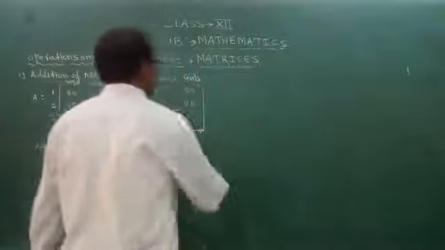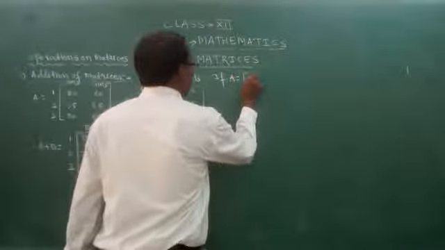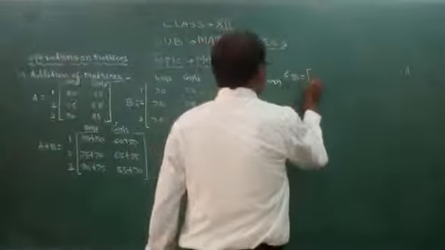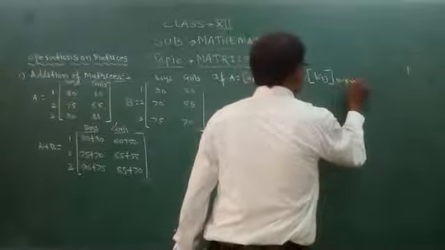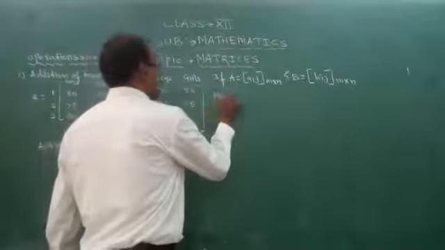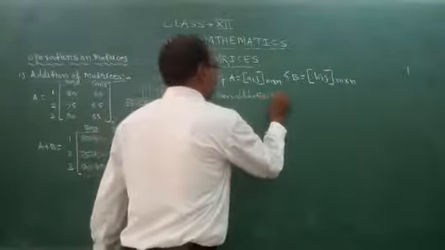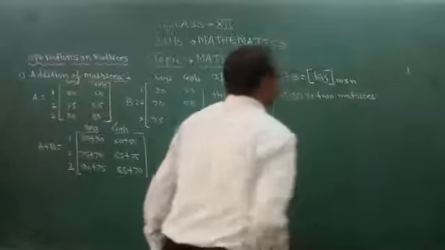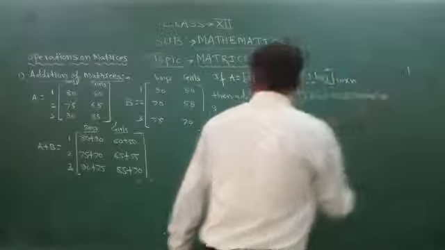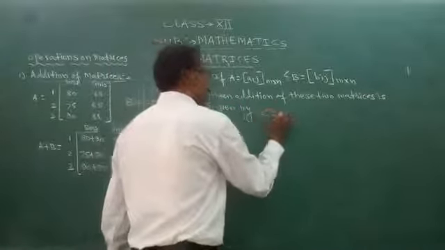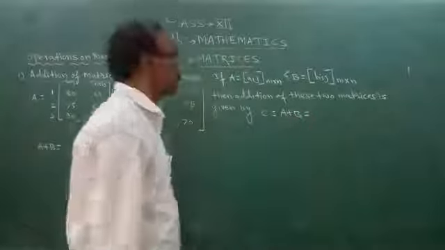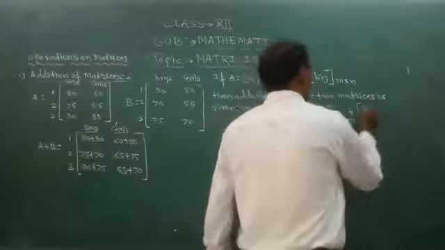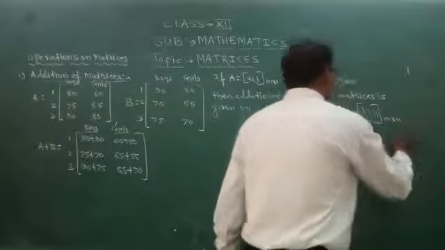So it means we can write: if capital A is equal to [Aij] of order m by n is a matrix, and capital B is equal to [Bij] is a matrix of order m by n, then the addition of these two matrices is given by a third matrix C, that will be A plus B, addition of two matrices, and it will be [Aij] of order m by n plus second matrix [Bij] of order m by n.